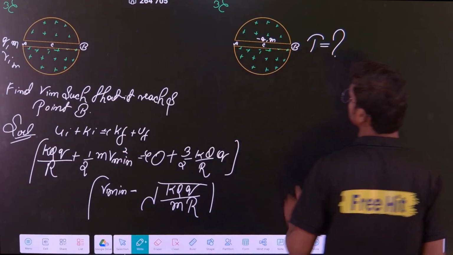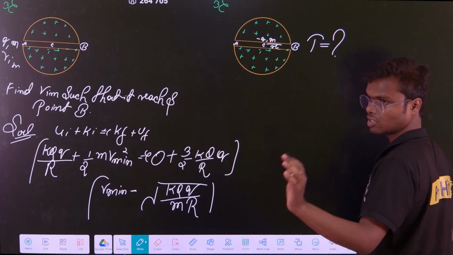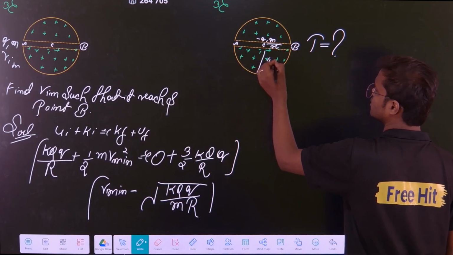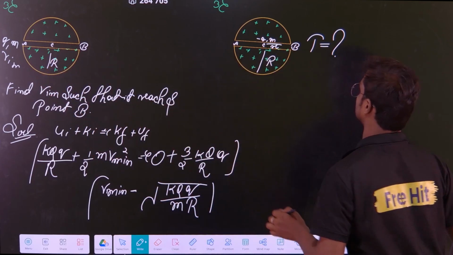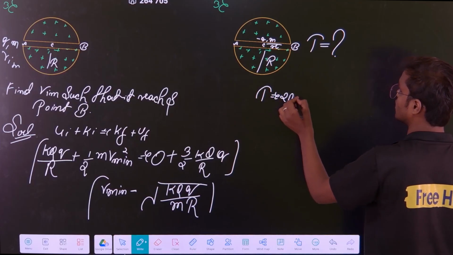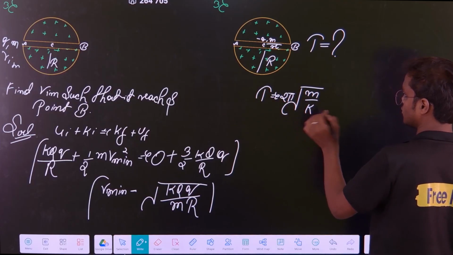See, suppose I displace a very small distance x. Radius is the same, radius is r only. So suppose I displace. So for my time period of oscillation, what do you write? T is equal to 2 pi root over m upon k. That is what you have to find now.